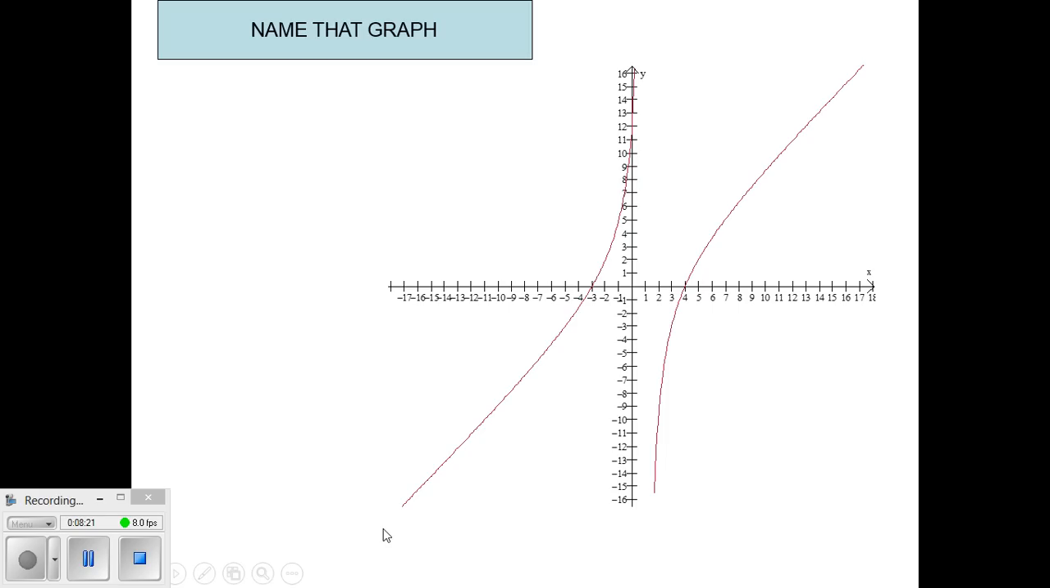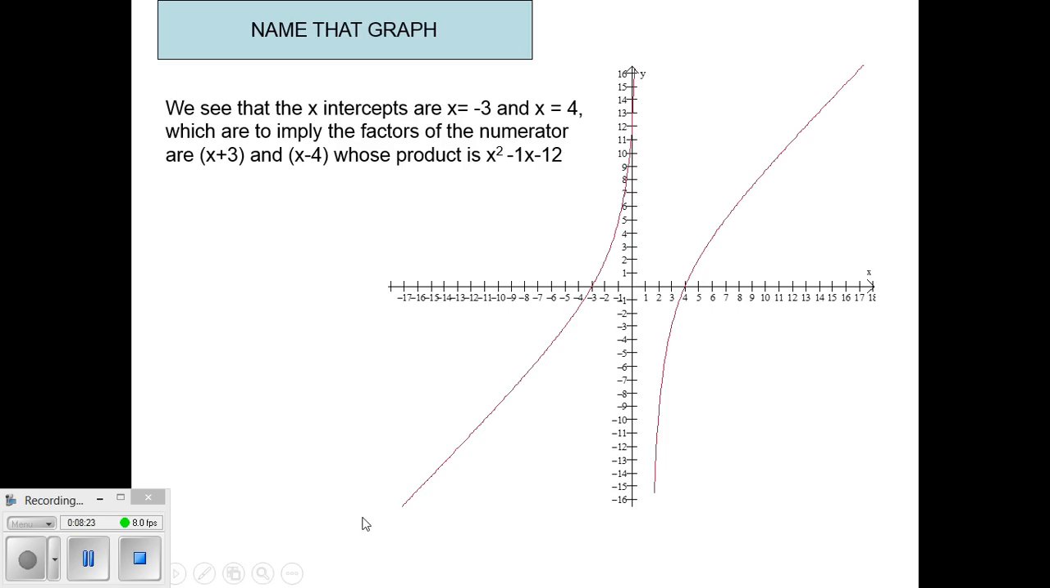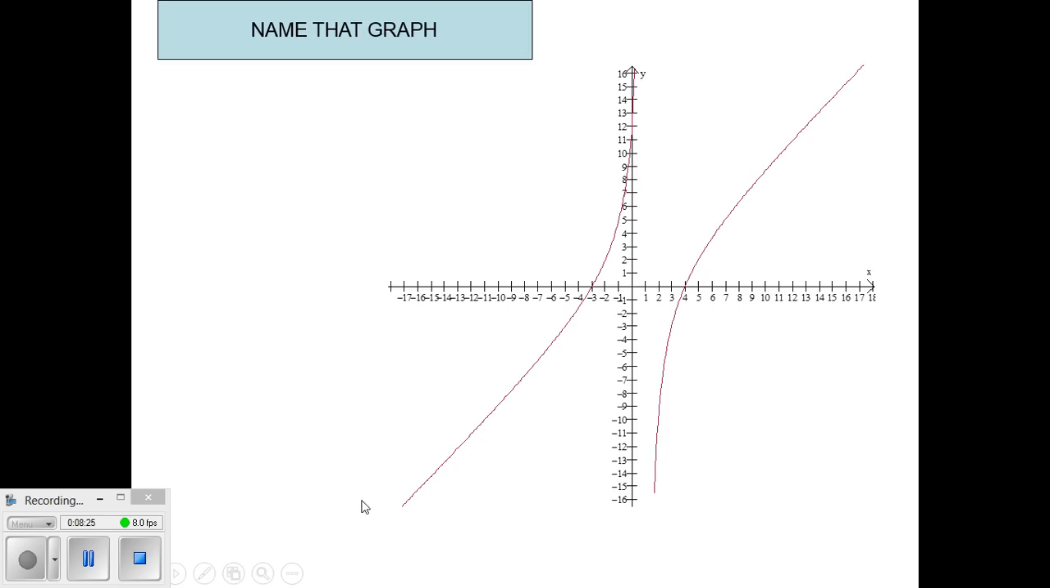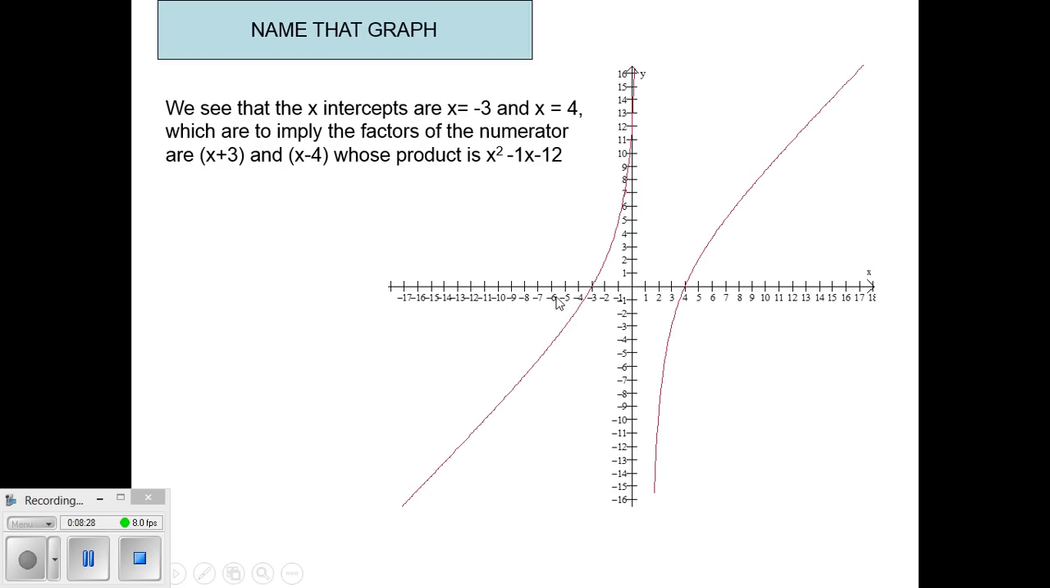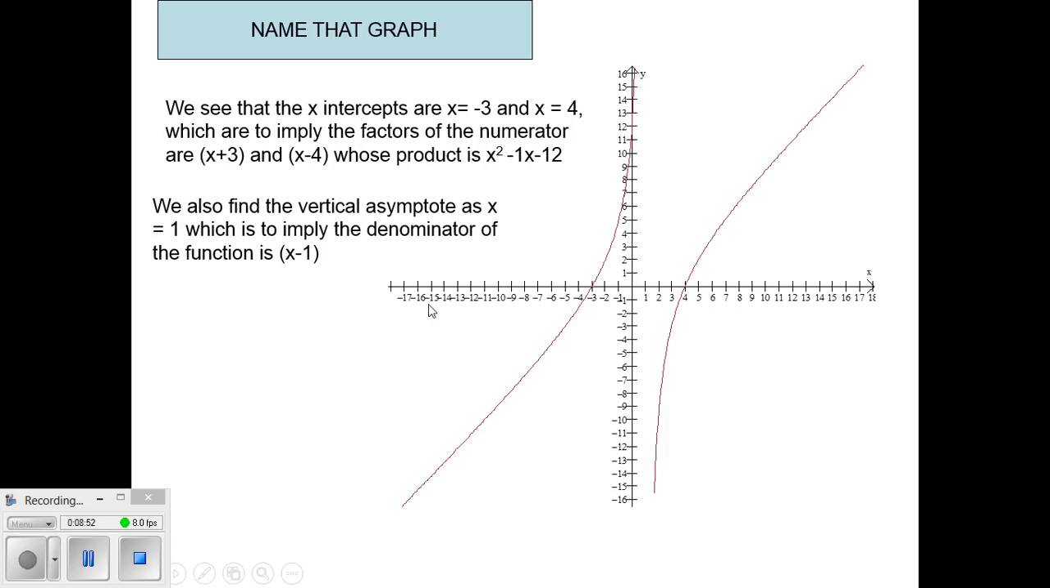It's time to play Name That Graph. And a little jumping ahead. We look at it. So we've got the x-intercepts at -3 and positive 4, which suggests we've got factors of x plus 3 and x minus 4, the product of which is x squared minus x minus 12. It also suggests that we're going to get a vertical asymptote here at positive 1, which suggests that x minus 1 is a factor in the denominator.